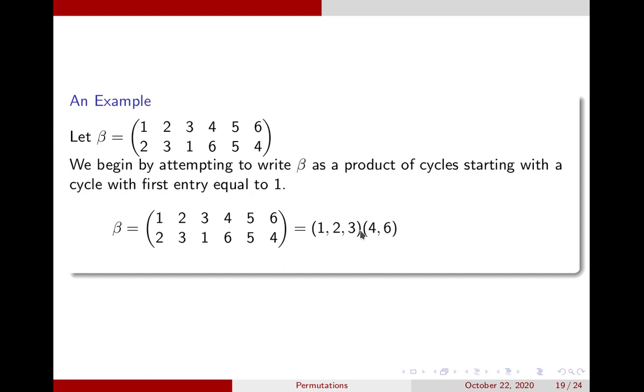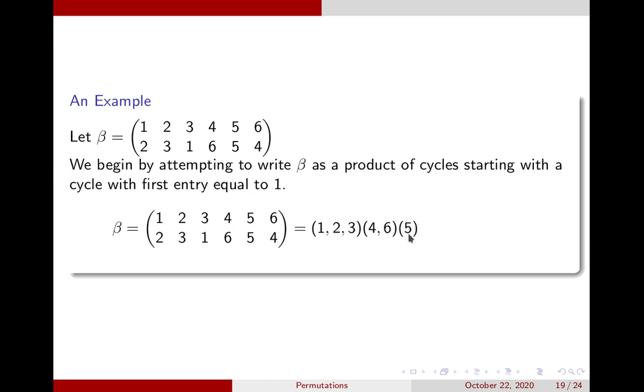And now the only number between 1 and 6 not appearing in these two cycles is 5. So we begin a third cycle with 5. We use the matrix notation to find the next element of that cycle. 5 is sent to 5. 5 was the first element, so that finishes that cycle.